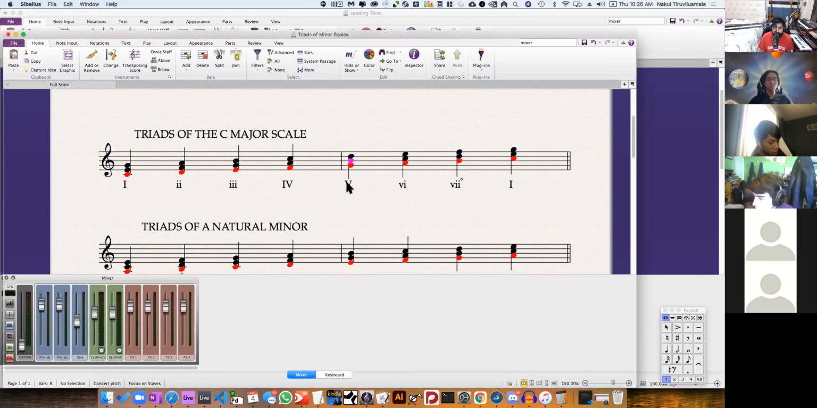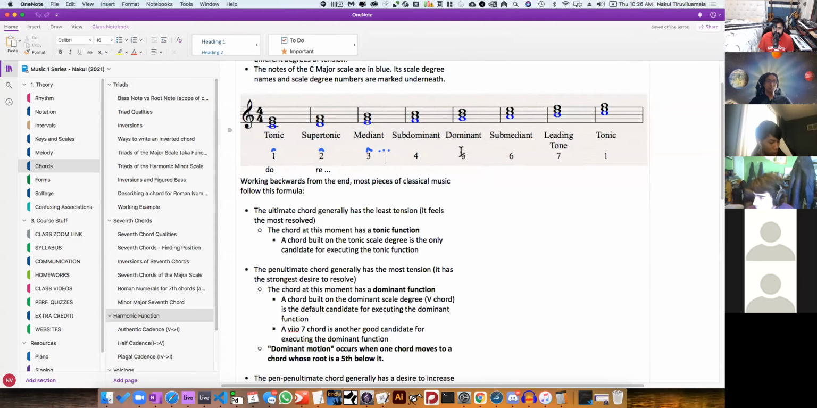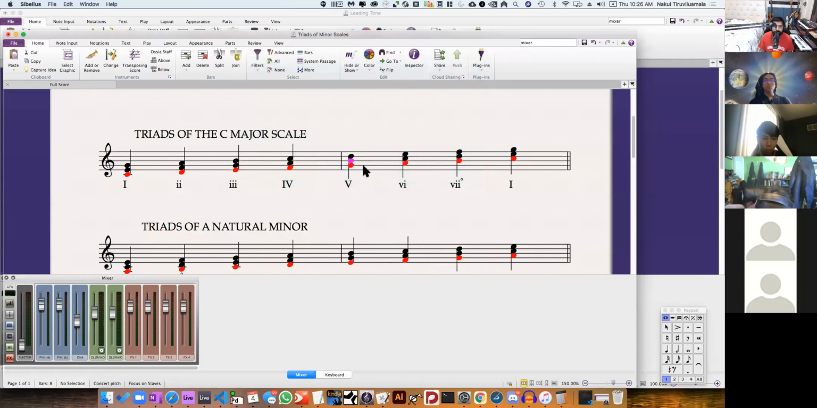So the 5 chord, the chord on the fifth scale degree, is already called the dominant. So the dominant chord is the default candidate for exercising this kind of dominant function. Most people, when they think about the dominant function, literally think of the 5 chord going to the 1 chord, okay? So let's just think about it that way. This 5 chord would likely resolve to a 1 chord, okay?